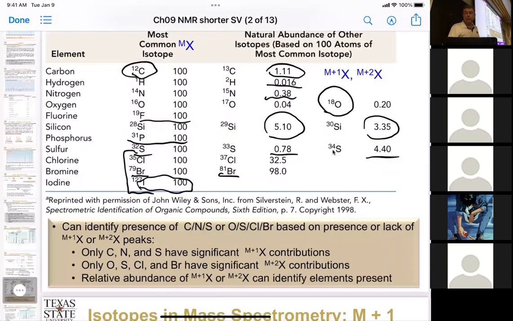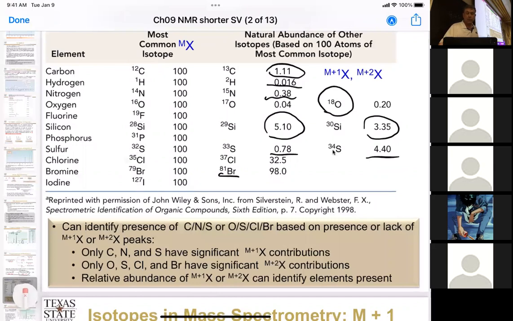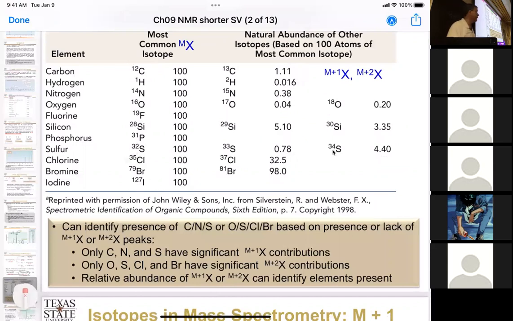So in the case of looking at that spectrum, remember I said that carbon had that little teeny peak on it. It was 1.1% of the other peak, and it was a mass plus 1, okay? So where that comes from is the fact that carbon 12 is the most common isotope, but there's 1.1% of the carbon 13, and that's where it shows up. It helps us in carbon NMR, but it also helps us in our mass spec here.